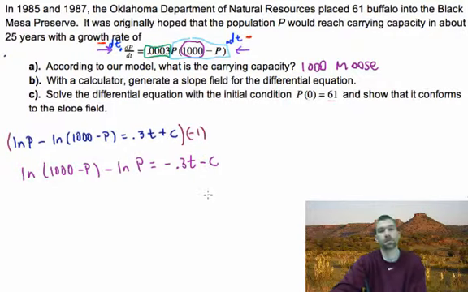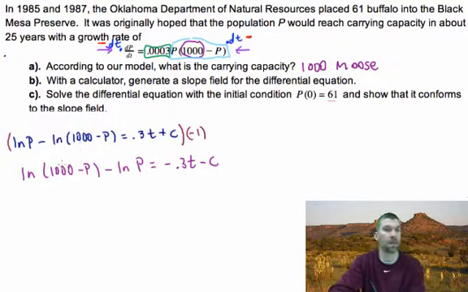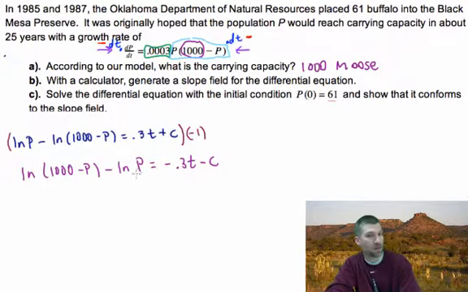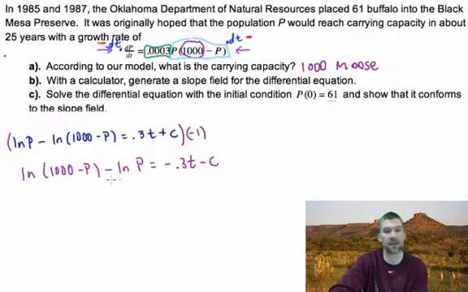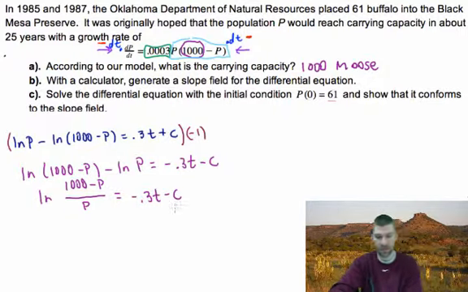All right. And then we're going to combine these guys together using properties of logarithms. And remember, if you take one logarithm minus a second logarithm, then you divide the things inside. So this becomes the natural log of 1,000 minus p divided by p. And that's going to be equal to -0.3t minus c.